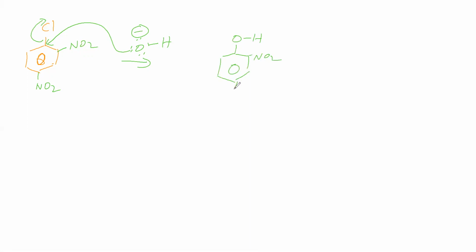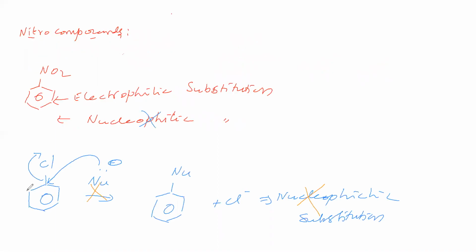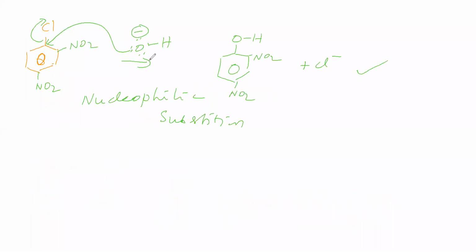Here NO2, here NO2. Now Cl minus is leaving. It is the leaving group. Instead of Cl minus, OH minus is coming and attacking this, so it is the nucleophile. So it is called a nucleophilic substitution reaction. This is possible. Here chlorobenzene is going for nucleophilic substitution, but here the other chlorobenzene is not going for nucleophilic substitution.